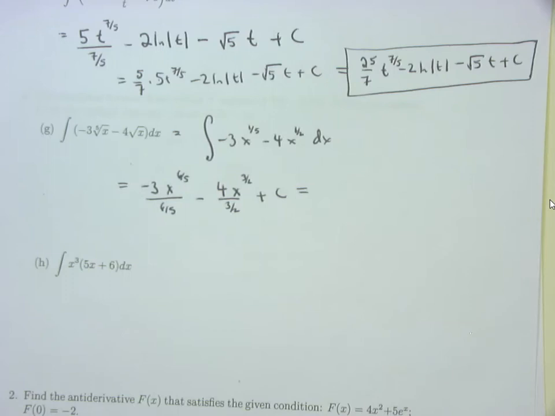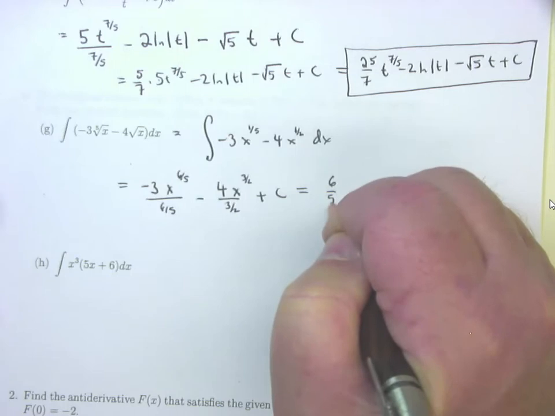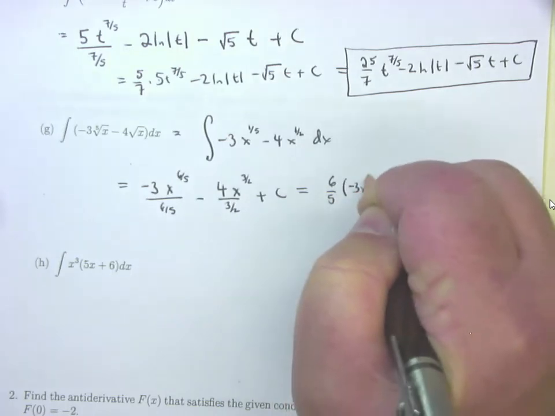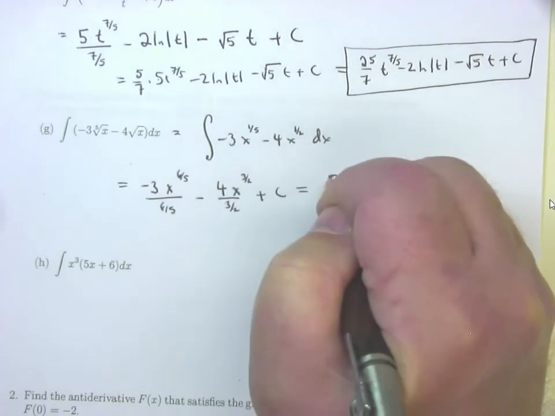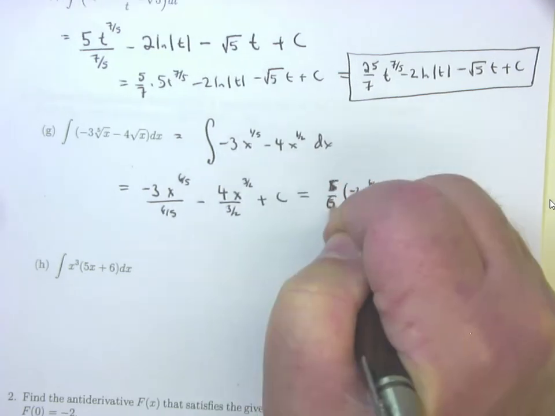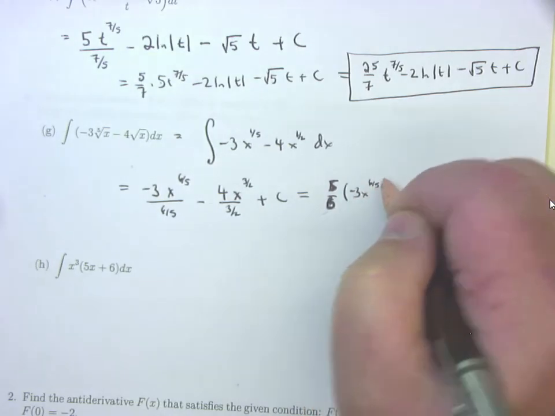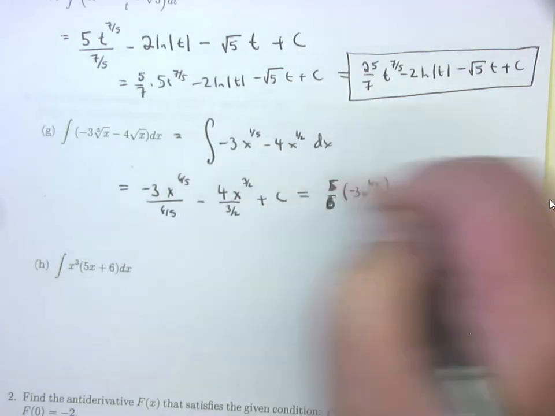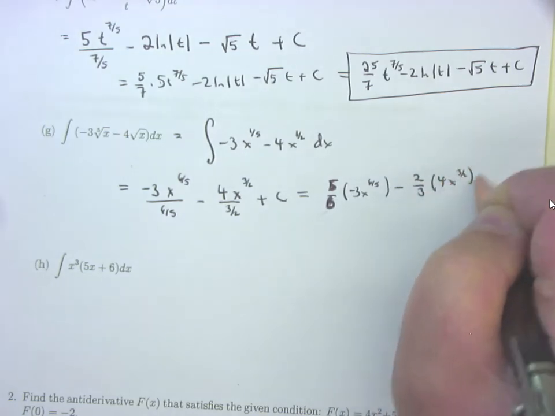But now, instead of leaving it in this form, which is a correct answer, don't get me wrong, we hate dividing by a fraction. So when you divide by a fraction, you invert and multiply. So this gives you, invert and multiply, 6/5 times a -3x to the 6/5. Excuse me, when you flip it up, it becomes 5/6. Make sure I do it right. 5/6, when you invert and multiply, times -3x to the 6/5. Minus, inverting it, that gives you 2/3 times 4x to the 3/2 plus c.